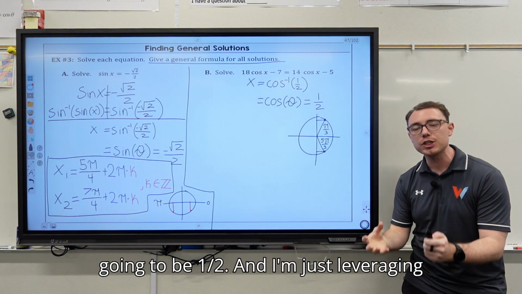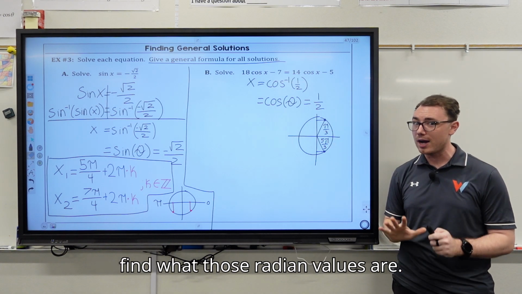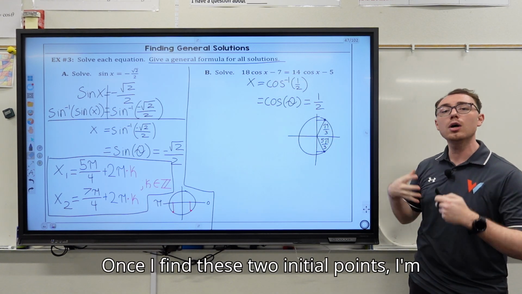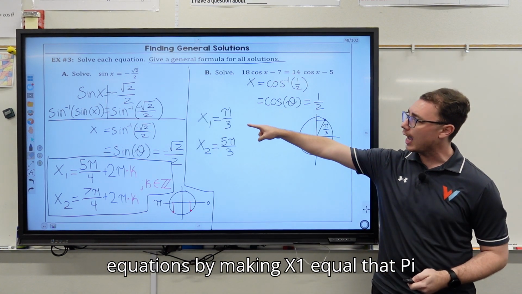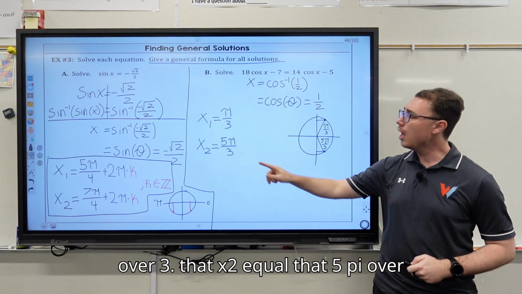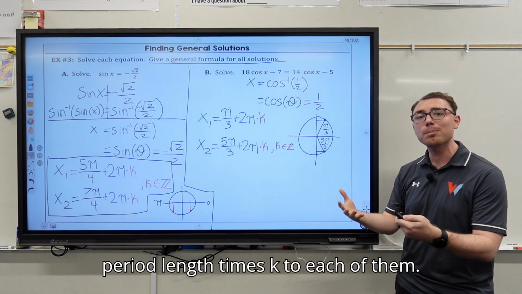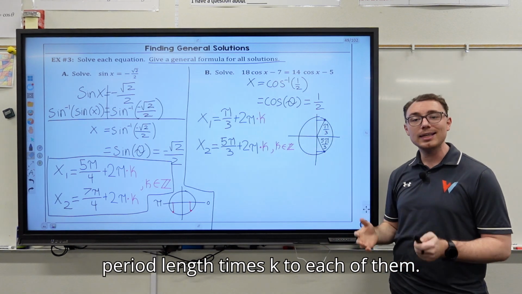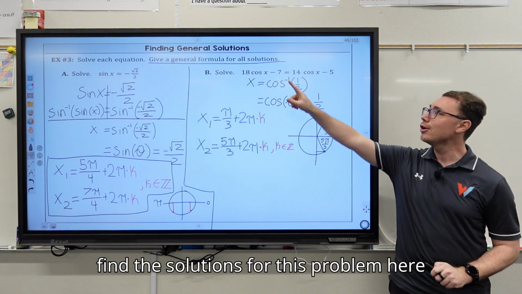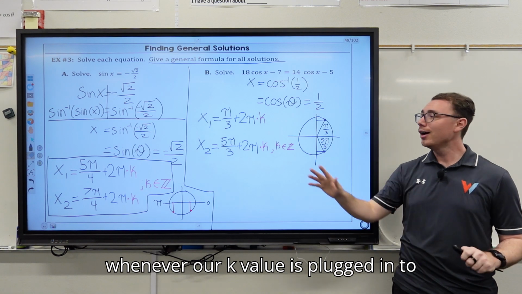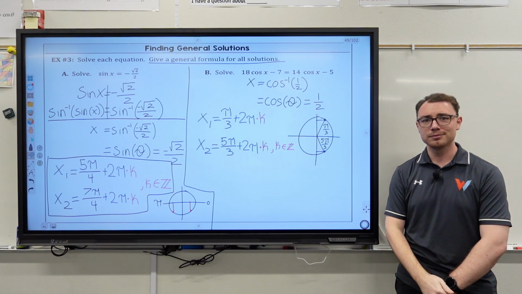And I'm just leveraging that knowledge of the unit circle here to find what those radian values are. Once I find these two initial points, I'm now able to derive these general equations by making x1 equal that pi over 3, x2 equal that 5 pi over 3, and now I'm just adding a single period length times k to each of them. These general equations will be used to find the solutions for this problem whenever our k value is plugged in as 0, 1, 2, just some integer value.